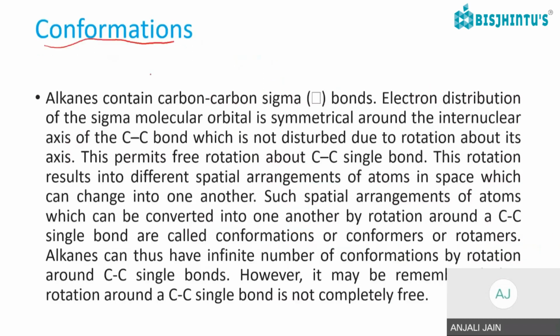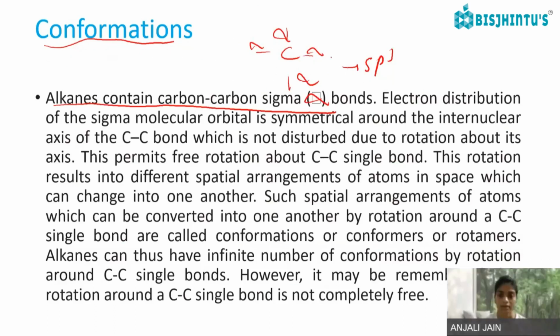Then various conformations. Alkanes contain carbon-carbon sigma bonds. Alkane is having sigma bonds, so sp3 hybridization is there, because in the excited state one s and three p orbitals are there, so sp3 hybridization is there.